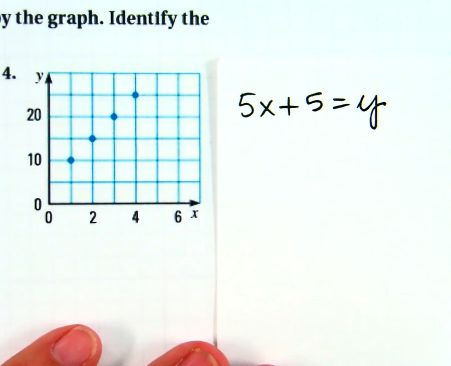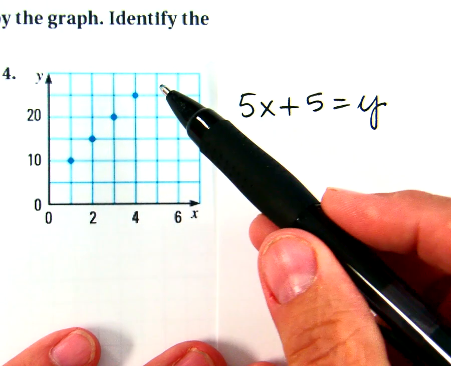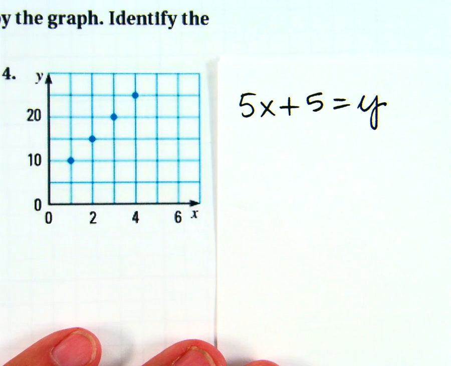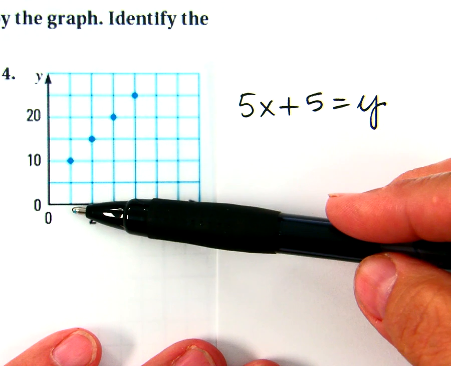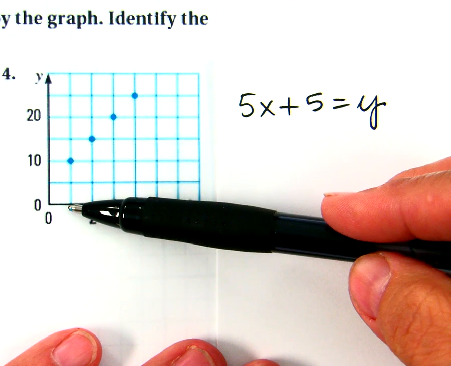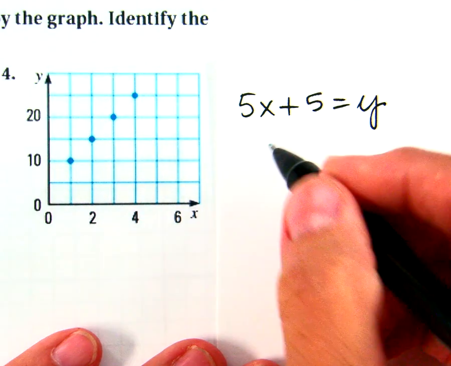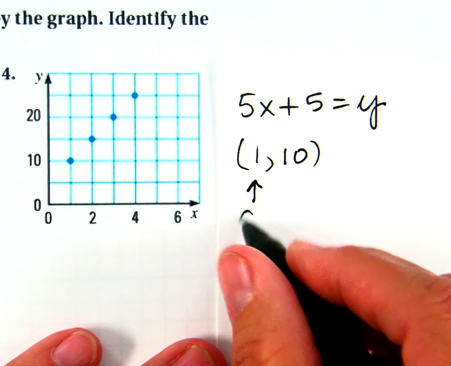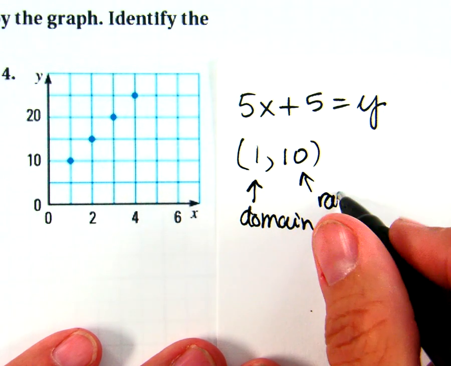Now let's identify the domain and the range. Since we've only been given these 4 specific points as our function, we only want to know these 4 specific points. Well, let's see. The domain, remember, is on the x-axis. So here the domain is 1, input, output, range is 10. That point is 1, 10. This is the element of the domain. This is the range.